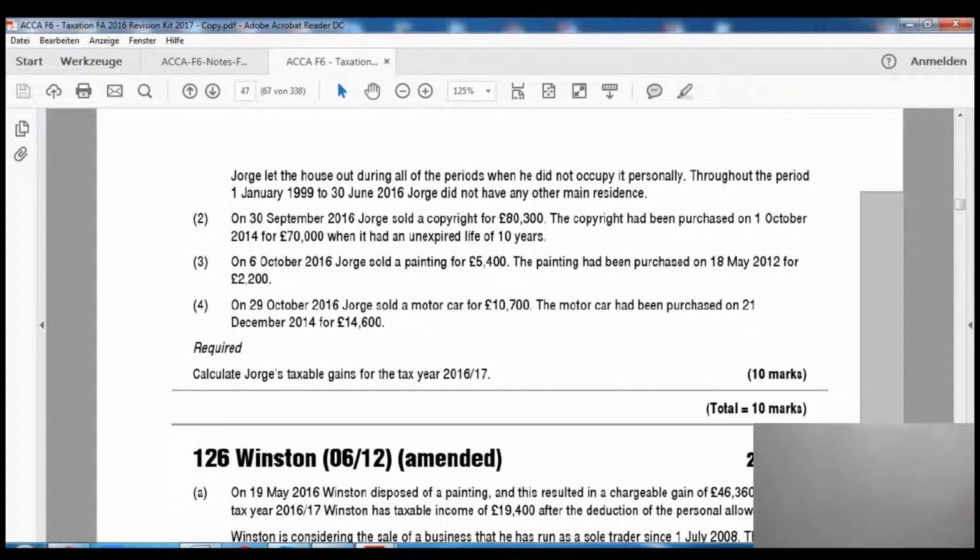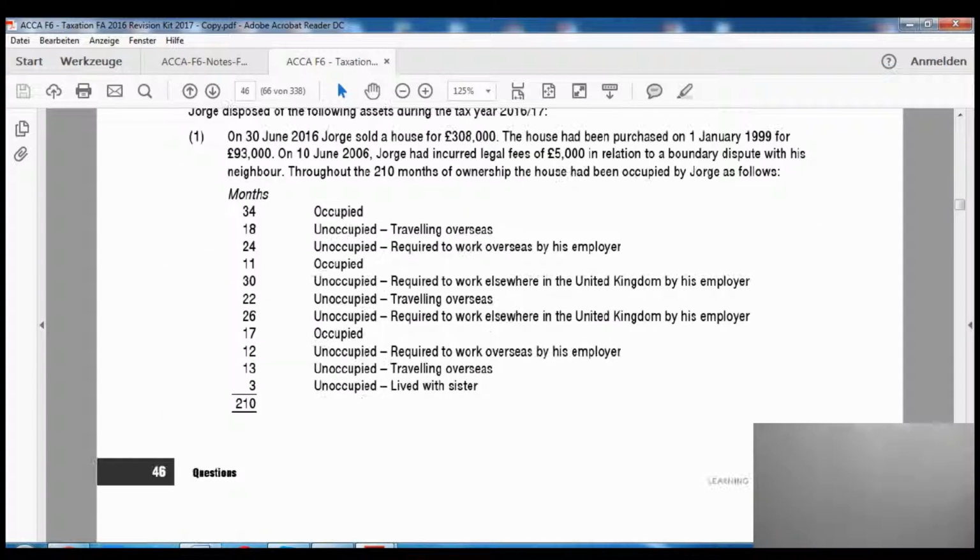It says calculate George's taxable gains for the tax year 16-17. So let's see how many months are in total. We know that total months are 210. Now we have to see how many months he has occupied, including both actual occupation and deemed occupation. So we'll have to see the period of occupation. Whatever the period of occupation is, we will get the PPR, principal private residence.